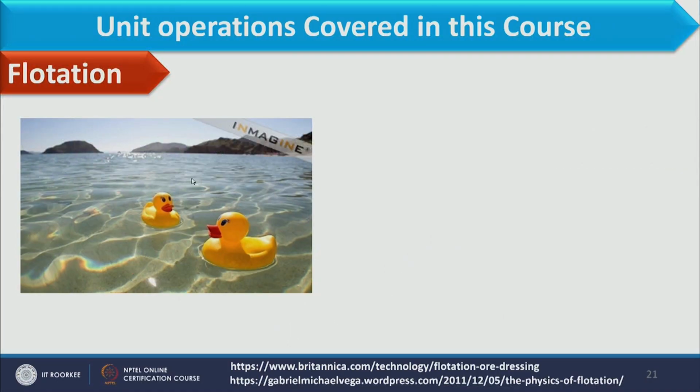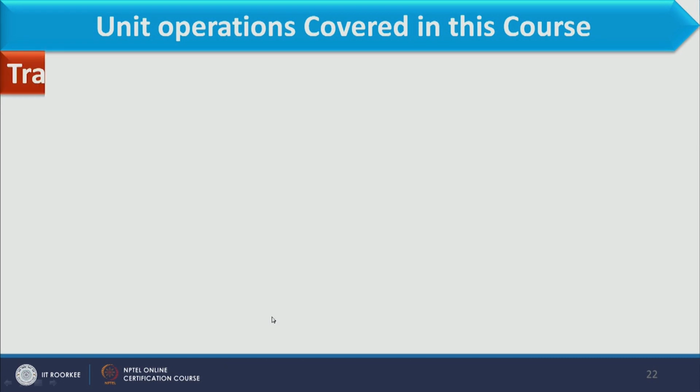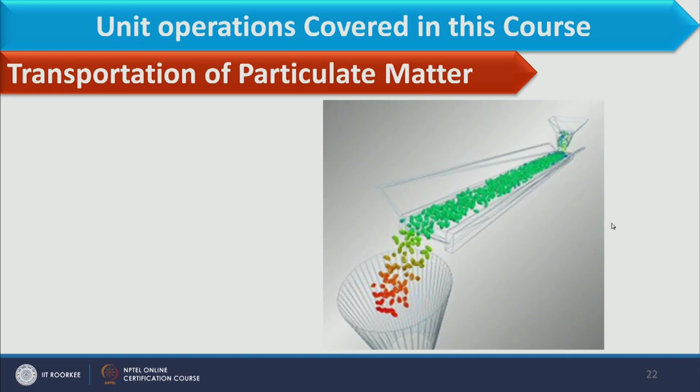Further, we will consider the flotation. This particular figure I have only shown to give you the idea what is flotation, that when material floats over the liquid surface, that we call as flotation. Now, this second figure speaks about the particular operation as far as chemical engineering is concerned. So, we will consider the flotation, and then finally, we will consider the transportation of particulate matter, that is how the solid material is transported from one part to another part in the plant as well as away from the plant also.